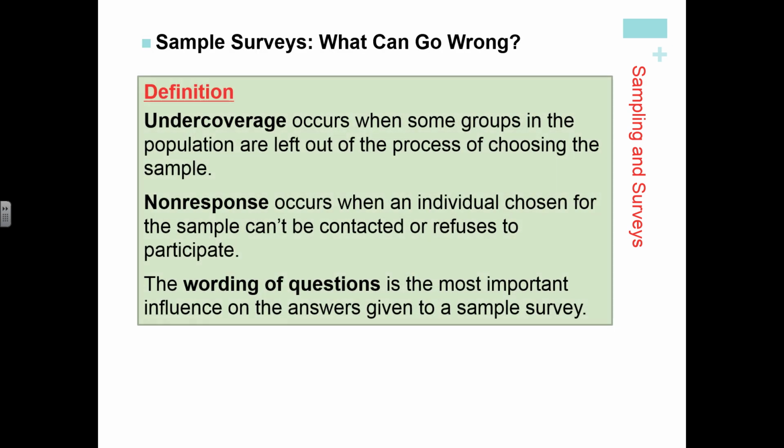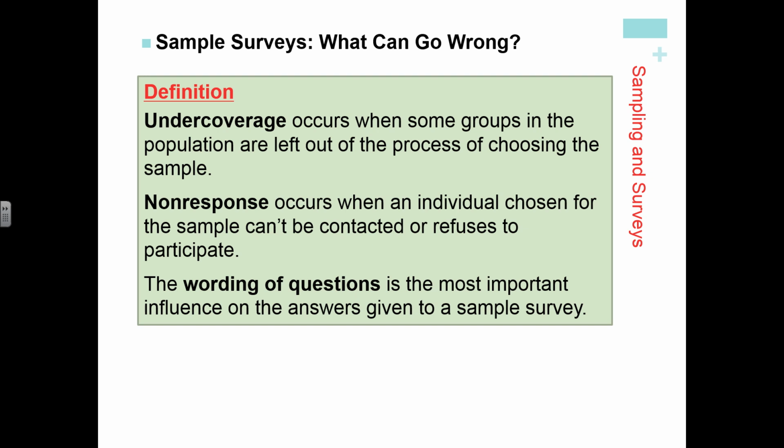Alright, so what can go wrong in these studies? You can do everything right and you can try to get a random sample and you can do all this good stuff, but sometimes other things could actually happen. So the first thing that we see quite often is what we call undercoverage, and this is basically when a certain group is left out of your sample because of how you sampled.